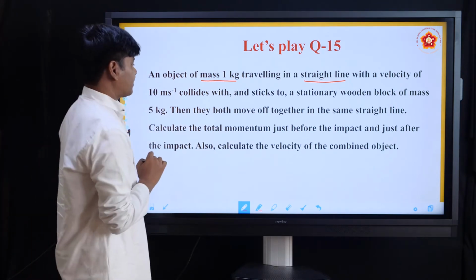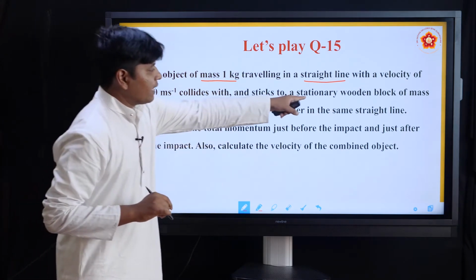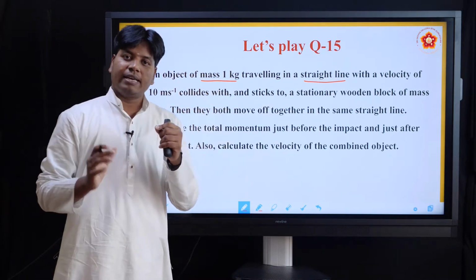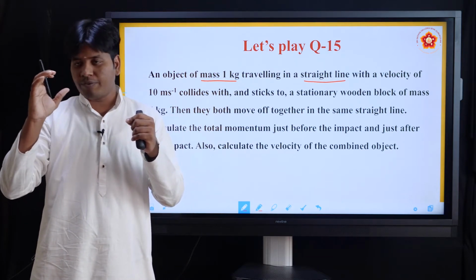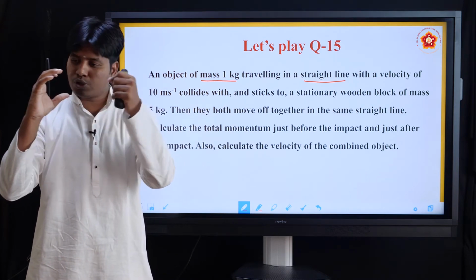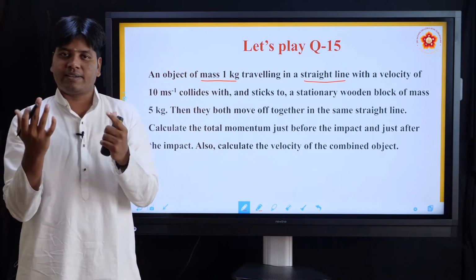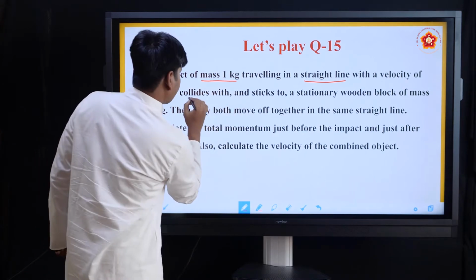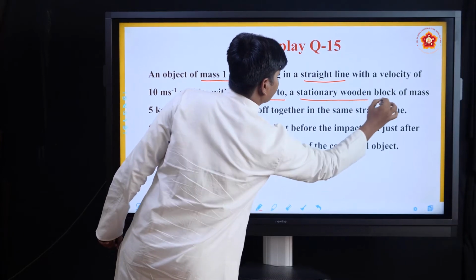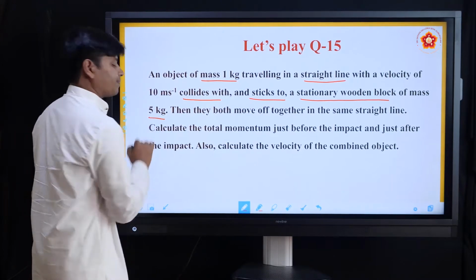Now, what does it do? It goes and collides with and sticks to whom? A stationary wooden block of mass 5 kg. So it is going with 10 meter per second. A stationary wooden block of 5 kg mass is there. It goes, collides and sticks. Sticks means they are joined together. They are not separated after the impact. So these are the points. Collides and sticks. This wooden block is stationary, not moving, and it is of the mass of 5 kg.